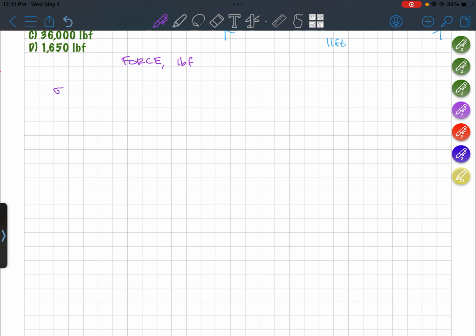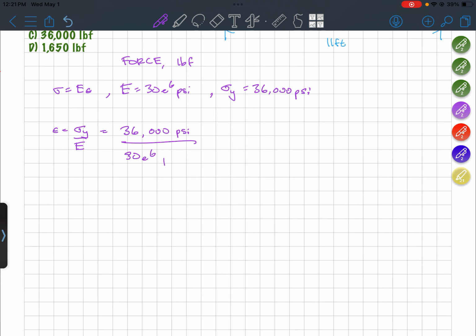First up, going to be Hooke's law. Stress is equal to Young's modulus times strain. In this case, my Young's modulus is 30 million psi, and my yield stress is 36,000 psi. I'm going to rewrite that in the form of strain, yield stress over Young's modulus, and we're going to solve for that, put some numbers to it. 36,000 psi over 30 million psi. PSI's cancel, and my strain value is 0.0012.